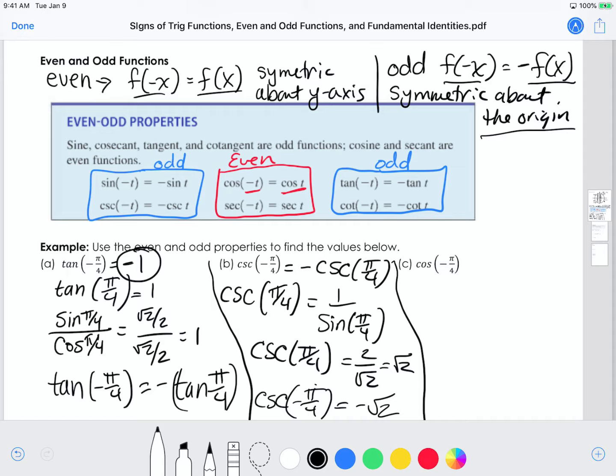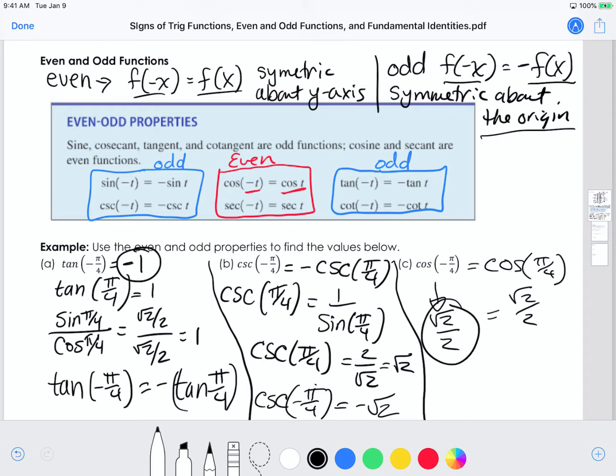Cosine of negative pi over 4, because cosine is an even function, I'm going to get the same value out for cosine of pi over 4, whether I put in a negative or a positive there for my angle. And since cosine of pi over 4 is the square root of 2 over 2, I also know that cosine of negative pi over 4 is the square root of 2 over 2.